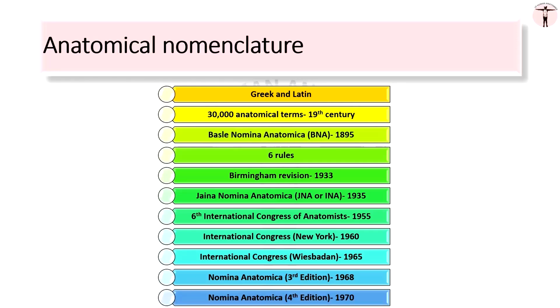4th edition of Nomina Anatomica, containing Nomina Histologica and Nomina Embryologica, was published in 1970 after it was approved by the International Anatomical Nomenclature Committee in the 11th International Congress of Anatomists held in Leningrad. Okay, so this was a brief history of the anatomical nomenclature, how it was derived.